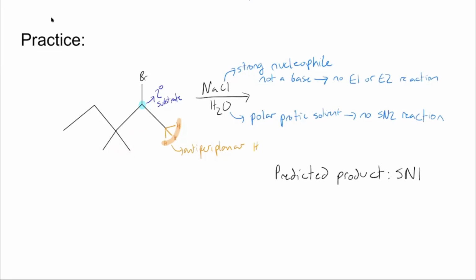After the leaving group leaves, we're going to have a secondary carbocation, which is okay, but not super stable. So one of these methyl groups can hop on over onto this carbon, and we are going to have a tertiary carbocation right here. So our SN1 product will actually have a chlorine on this carbon.